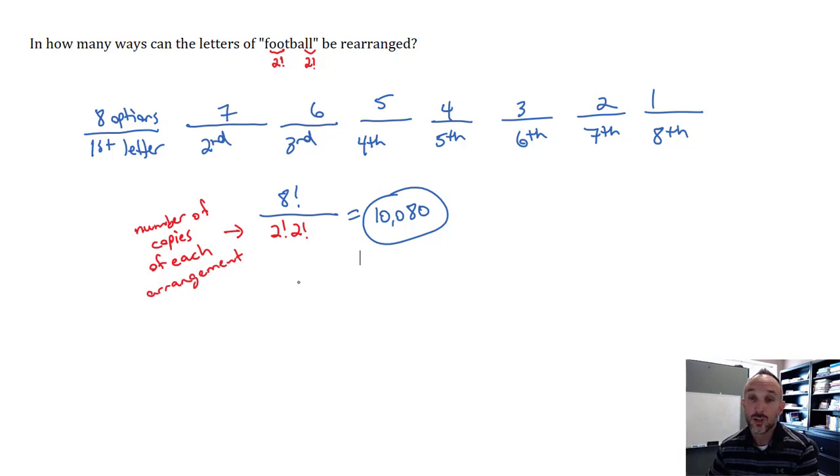Okay? So anyway, it's a permutation, but within that permutation you have some items that are exactly the same. So if you switch them, it's still the same arrangement, but you have to eliminate the count of those copies by dividing.